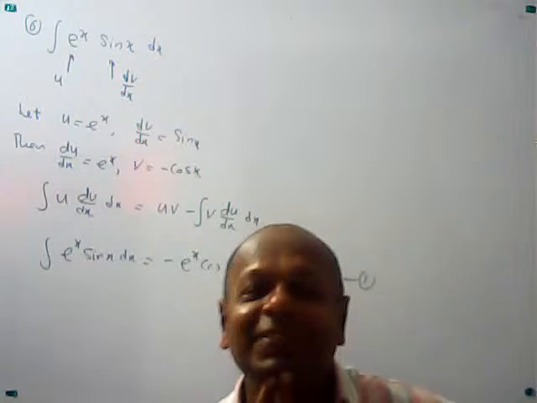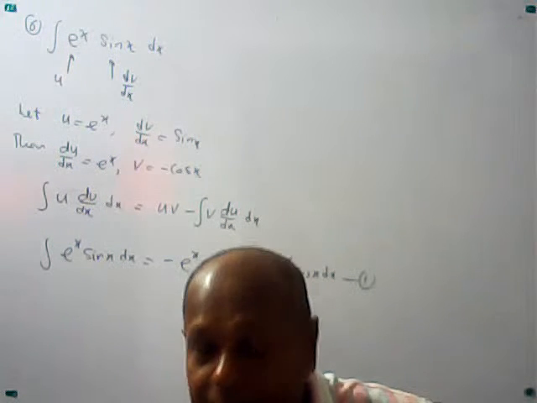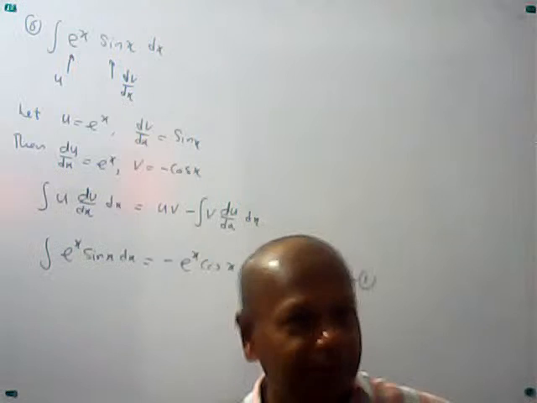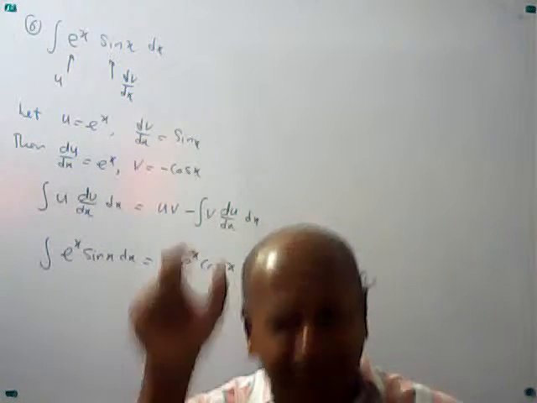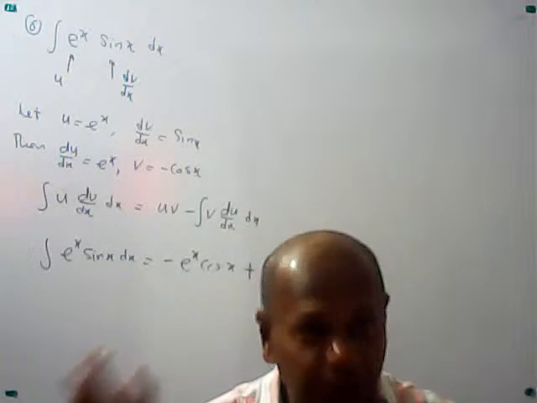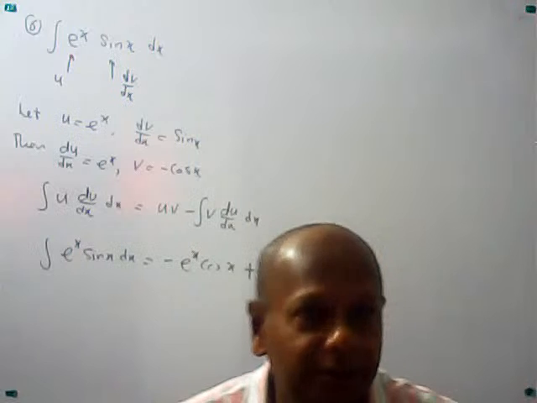It's not over. So you have to be careful in that, right? In this type of a problem, in the second step you have to take the same way. You have to select u and dv/dx the same way as you have done in step 1.